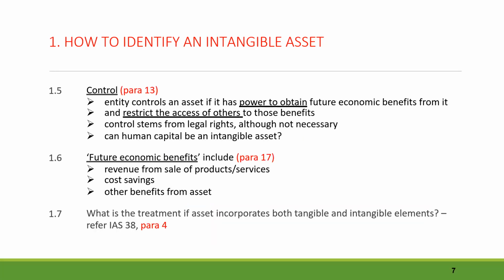Now, when we look at the definition of an asset, one of the biggest aspects is control. And if you are able to get future economic benefits from the use of the asset, and at the same time, you are able to prevent others from getting those benefits, then you have control of the asset. In most cases, you control an intangible asset when you have the legal rights to it. So, for example, you bought the license or you signed the contract that gives you control over that intangible asset. But sometimes control is achieved in a different way.